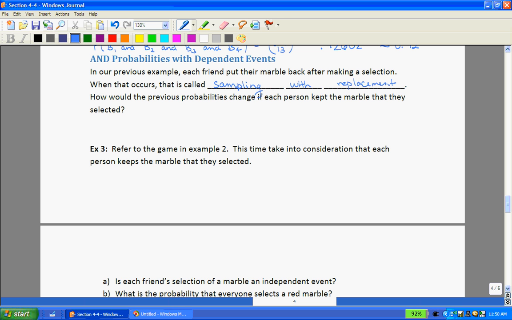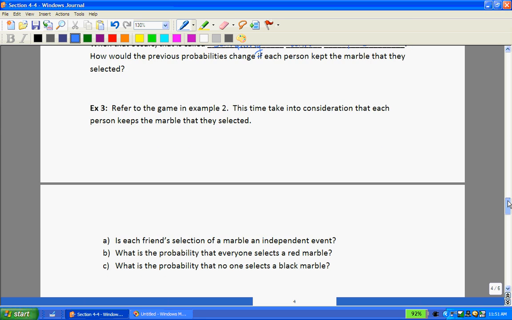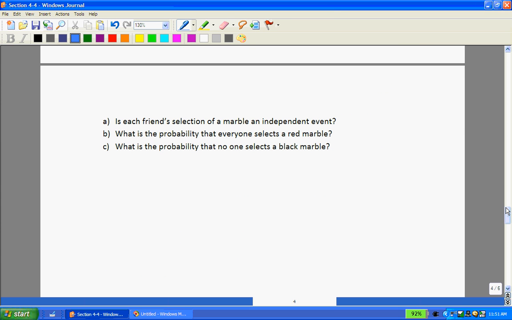But what if they kept it? How would the previous probabilities change if each person kept the marble that they selected? So we're going to go back to that game in example 2, this time taking into consideration that each person keeps the marble that they select. And we have pretty much the same questions. A, is each friend's selection of a marble an independent event?